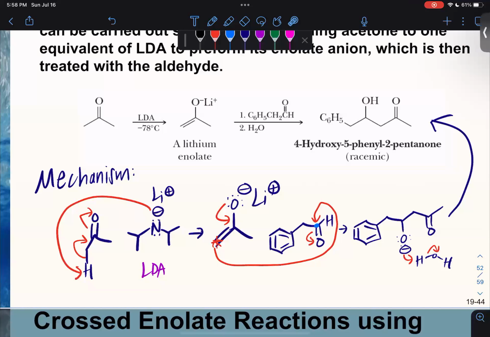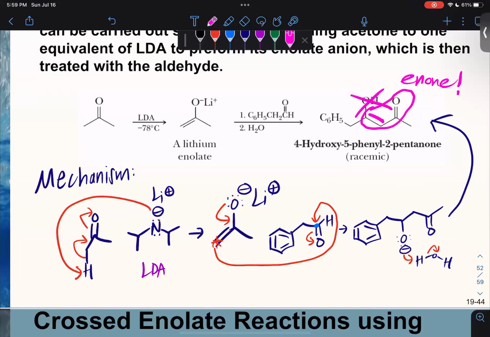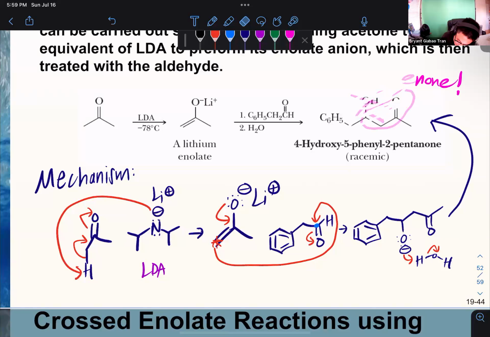So if we were to dehydrate it, what would it look like? Our OH would be gone, and where would we have the alkene? At the 1,4? Yeah, 1,4. So 1, 2, 3, 4. Okay. Yeah, and this is our enone. Perfect. That's for dehydration.